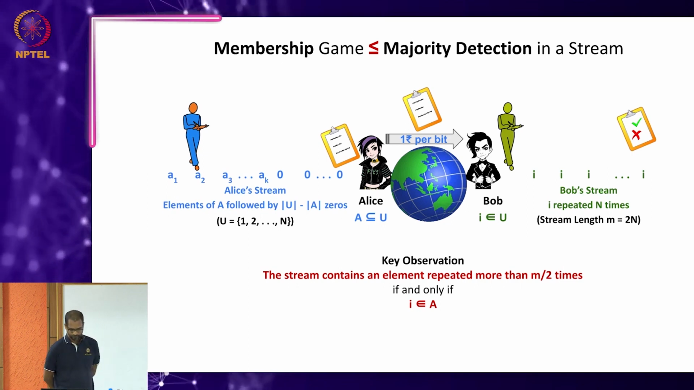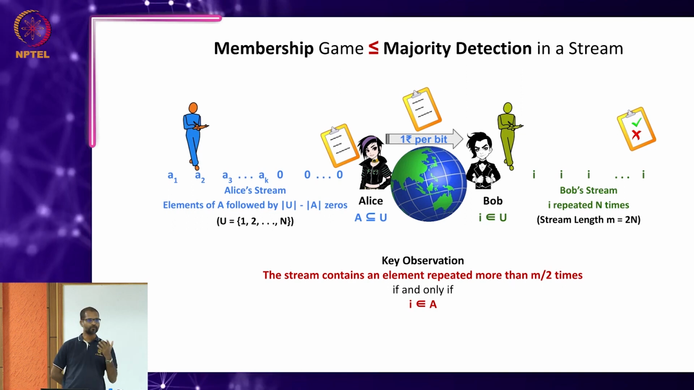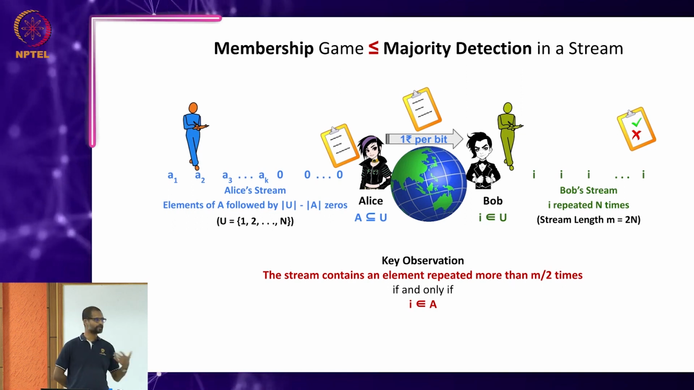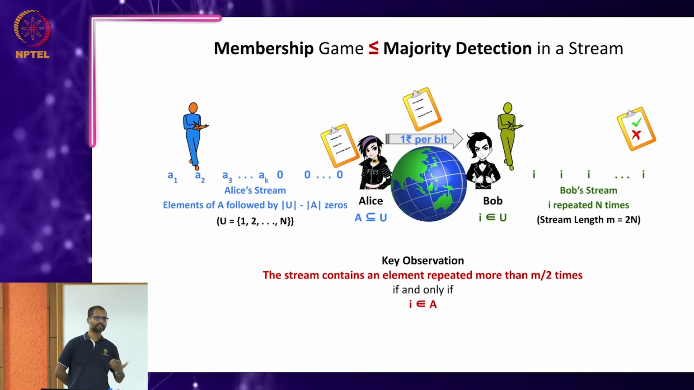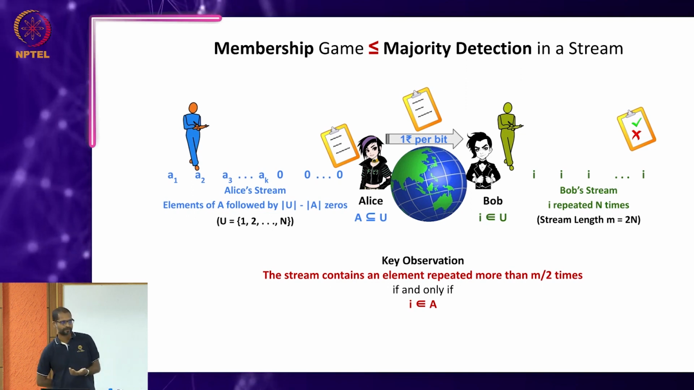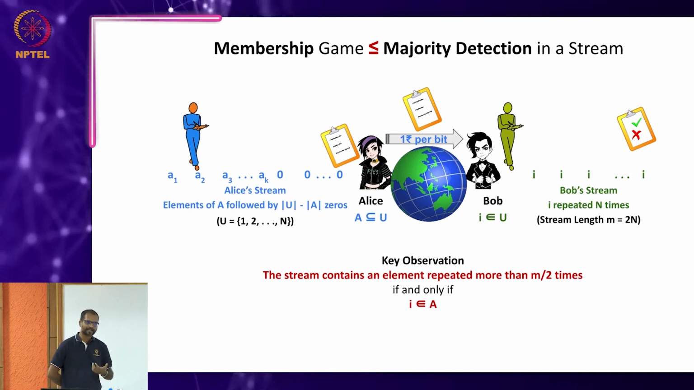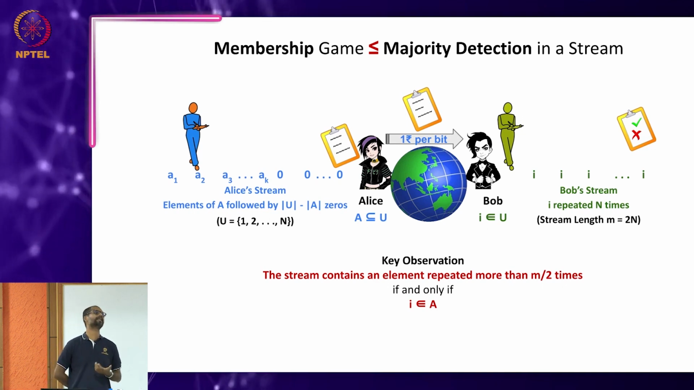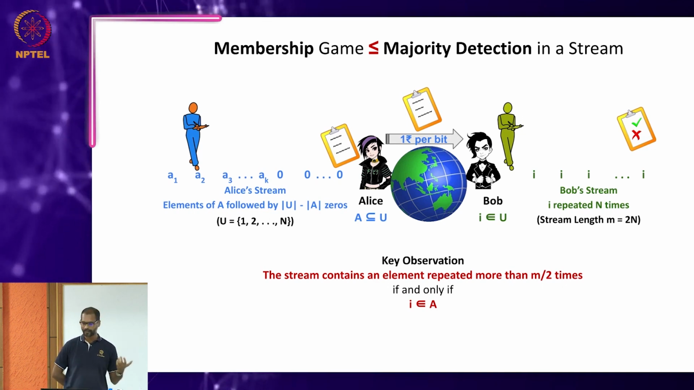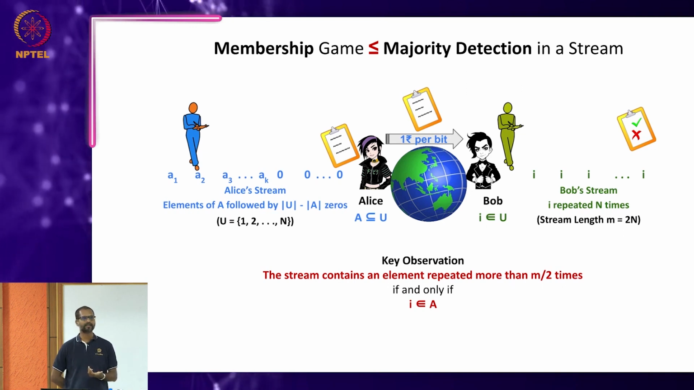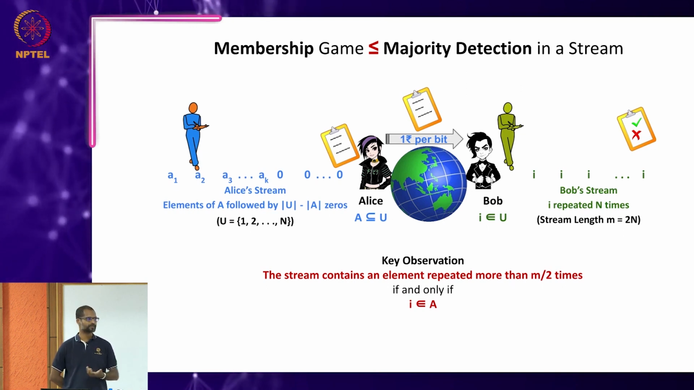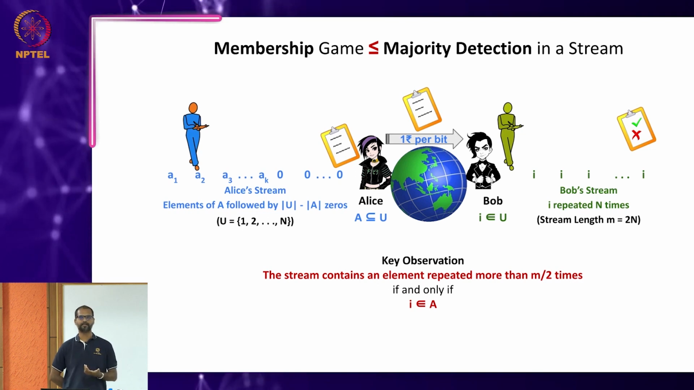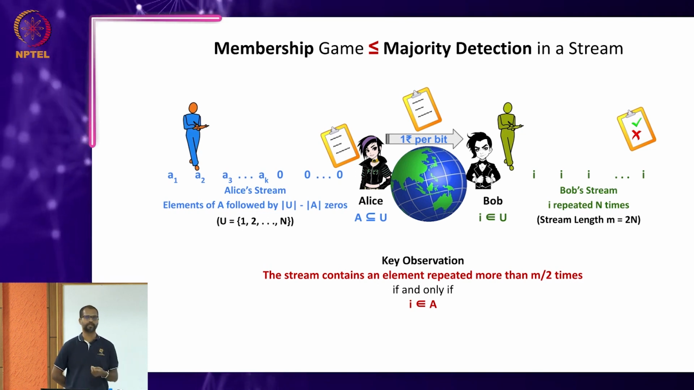So now, so far the story was looking like it's a comedy, right? It's our chance to help Alice and Bob. Okay, but I was lying. It's actually a dark story. Our idea is really not to help Alice and Bob. Our idea is to show that majority detection is hard. Majority detection is difficult, that it needs at least so much storage.